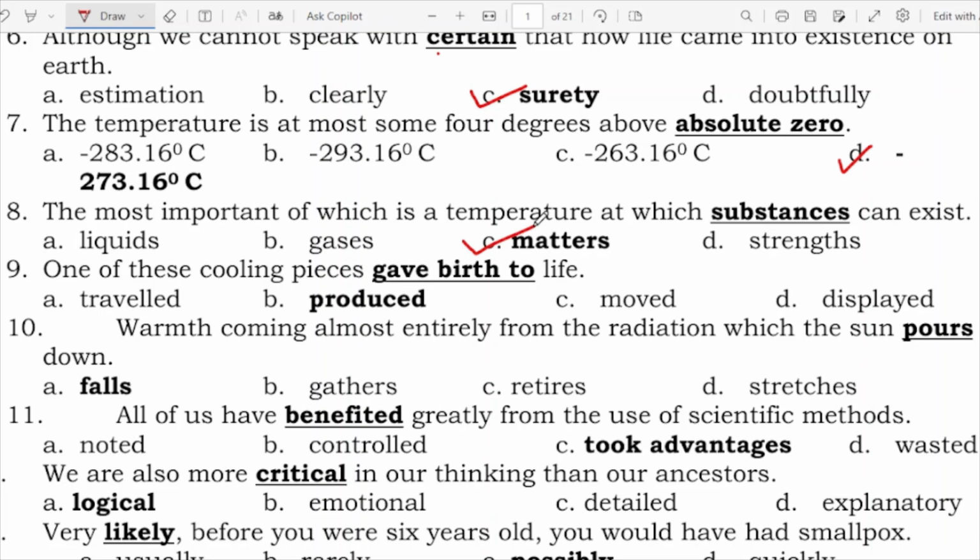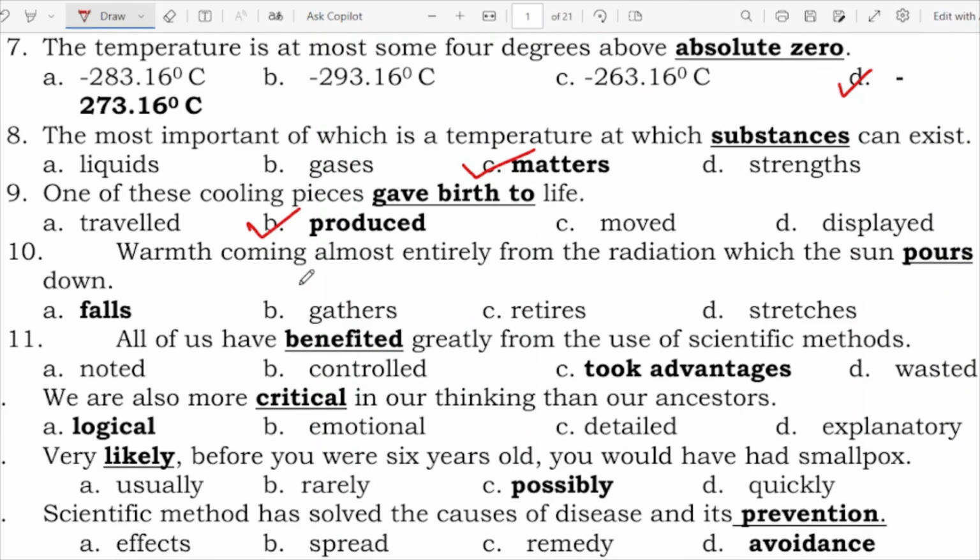This is also the answer of a question: why is there no life on stars? One of these cooling pieces gave birth to, produced, B. Warmth coming almost entirely from the radiation which the sun pours down, that is poured down. The answer is very simple. Here we have A. And the next one is 11th.